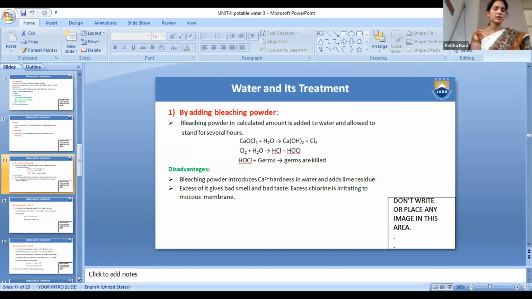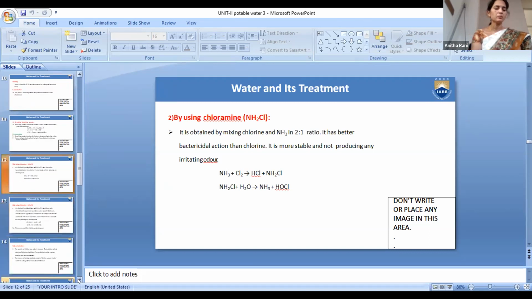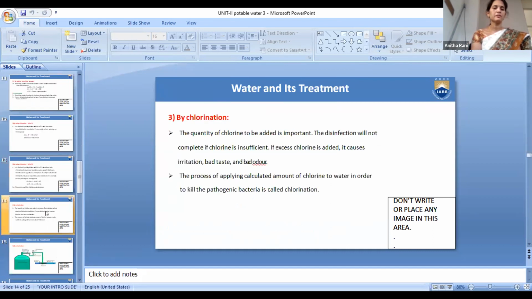Okay. So next, the second point in chlorination is that we are going to use chloramines. Chloramines are made by taking the chemicals chlorine and ammonia in a 2:1 ratio. By using these chloramines in water, what is produced in water is hypochlorous acid. This hypochlorous acid will kill the bacteria present in water. So these chloramines we will use in swimming pools. Chloramines are useful for disinfecting swimming pools. So this is the second one. We already discussed it yesterday. Okay.